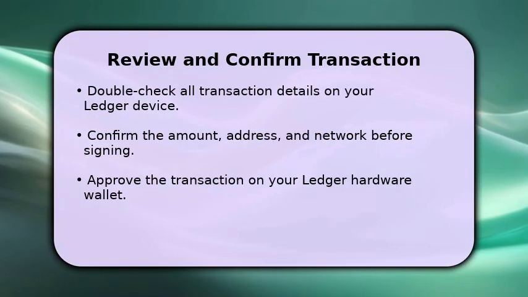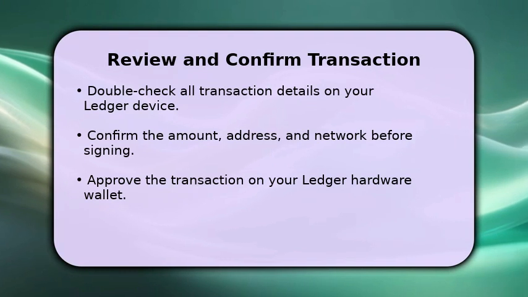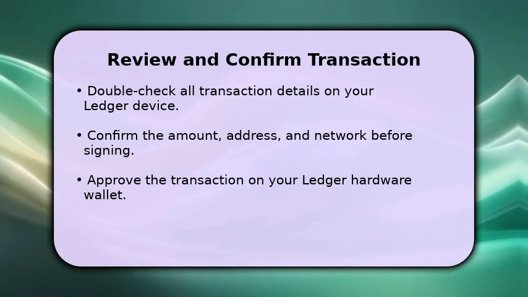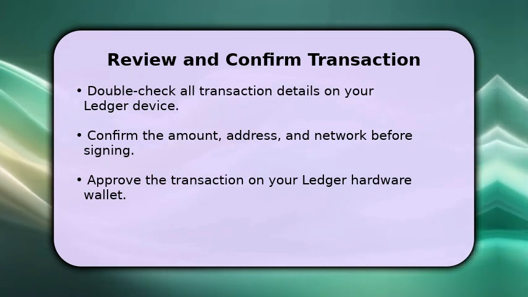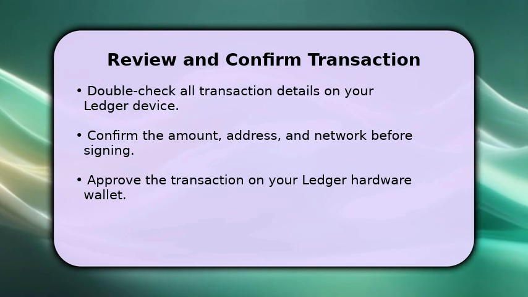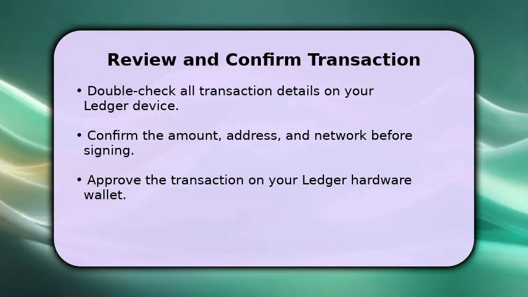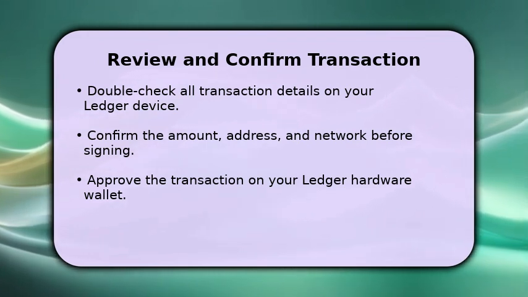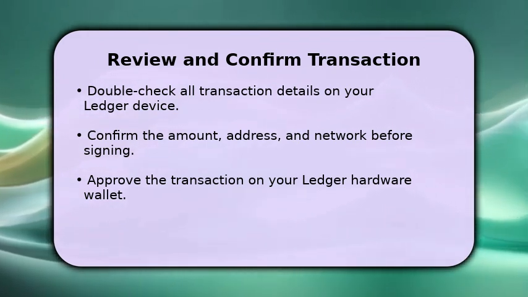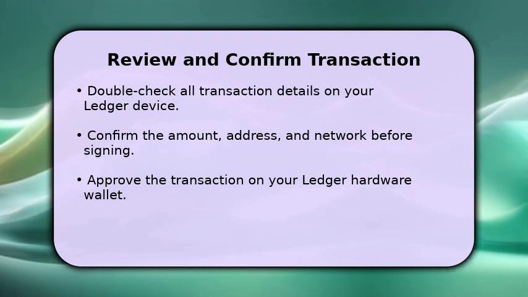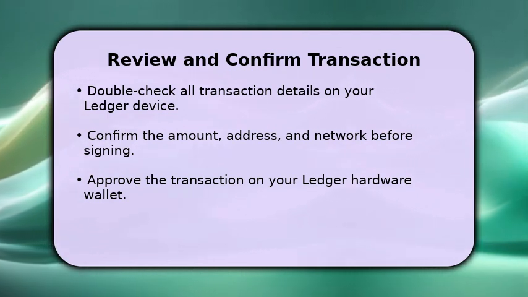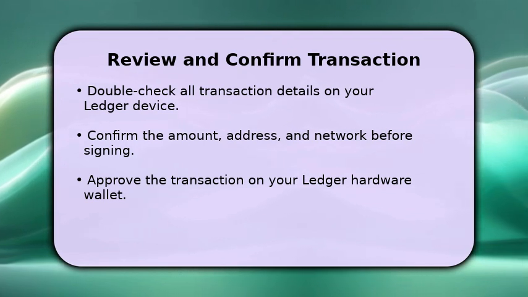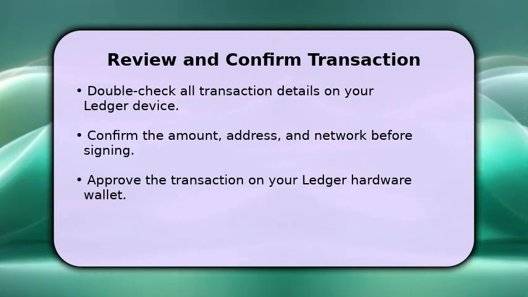The final and most critical step is to review and confirm your transaction. Your Ledger device will display the transaction details, including the amount, recipient address, and network fees. It is absolutely vital to double-check every detail on your Ledger screen to prevent errors. Once you are certain everything is correct, approve the transaction directly on your Ledger hardware wallet. After approval, you can monitor the transaction status on both Ledger Live and your Kraken account.